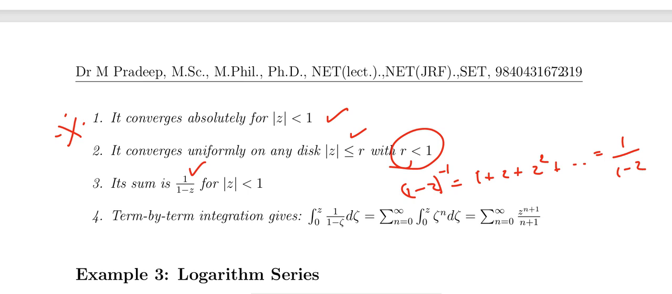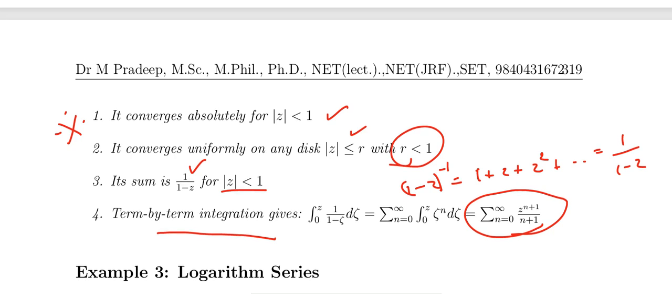So that sum is 1 by 1 minus z for mod z less than 1. And a term by term integration, that is, integral 0 to z of 1 by 1 minus zeta dzeta, that is summation n equal to 0 to infinity zeta power n dzeta, that is equal to summation z power n plus 1 divided by n plus 1.